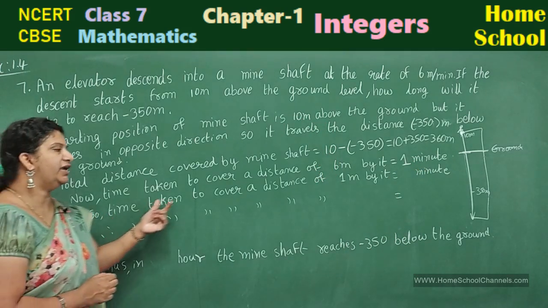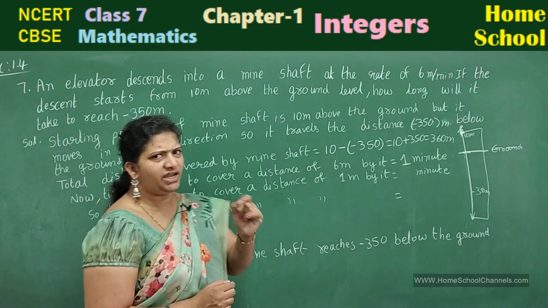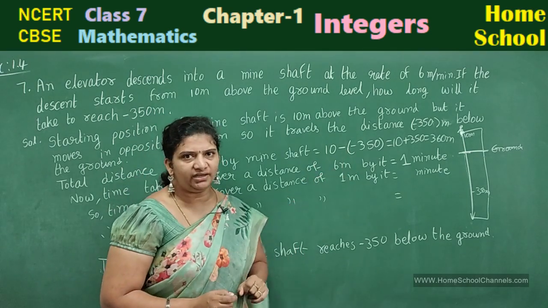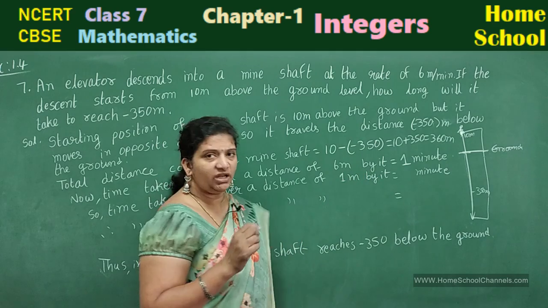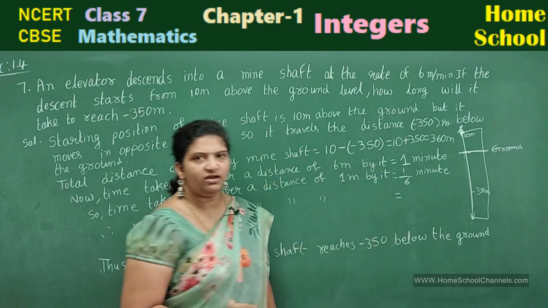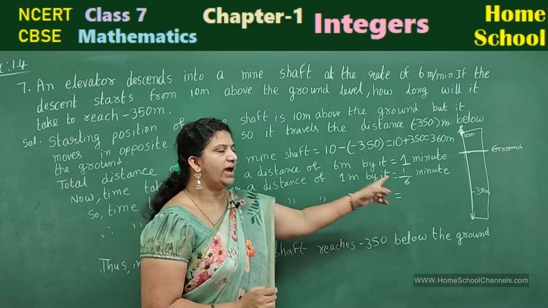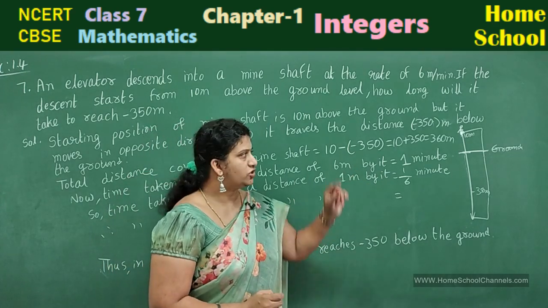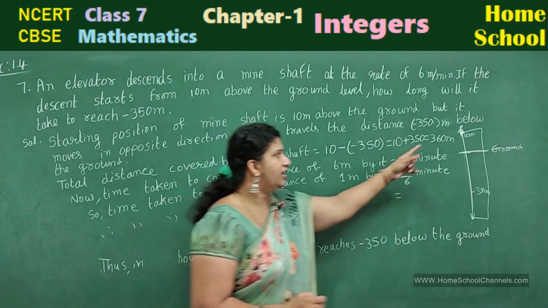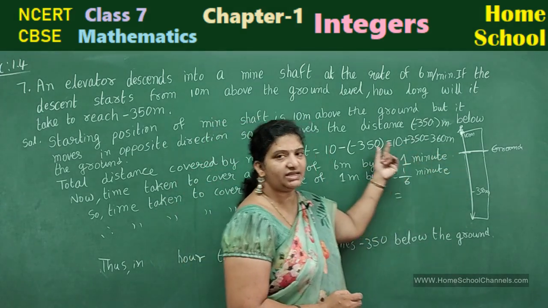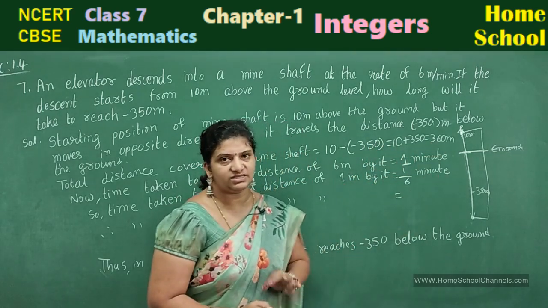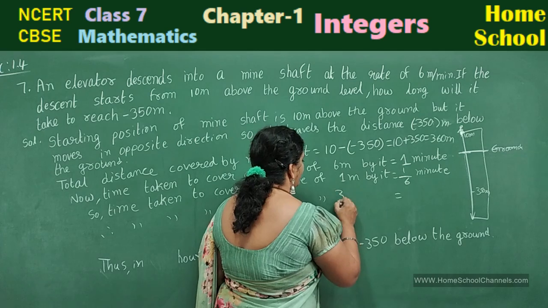Now, the time taken to cover a distance of 6 meters is 1 minute. So, the time taken to cover a distance of 1 meter: 6 meters, 1 minute; 1 meter, how many minutes? 1 by 6. 1 meter means 1 by 6 minute. So, in total how many meters is this elevator traveling? Here 10, here minus 350. If you add these, how much do you get? 360 meters.